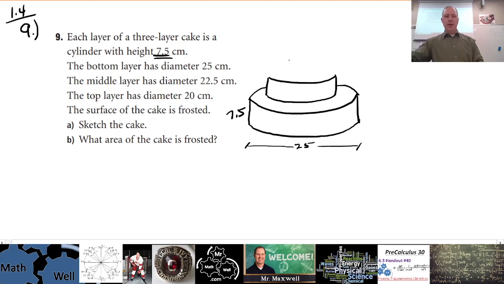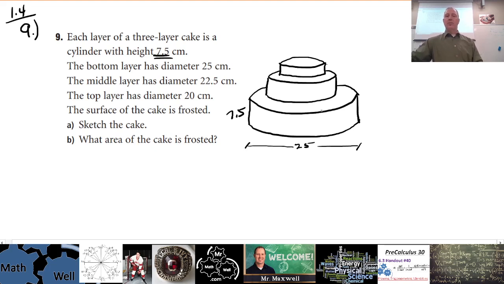And of course, the third layer is going to be 20 centimeters. So let's set the third layer on top of there. It's just a little bit of a smaller cylinder, sorry. And here we go. Here's the back side of that, and here's the back side of this top layer. Okay? So, not perfectly drawn, but you get the idea. There's the cake, and you can kind of see all the sides that need to be done as well.